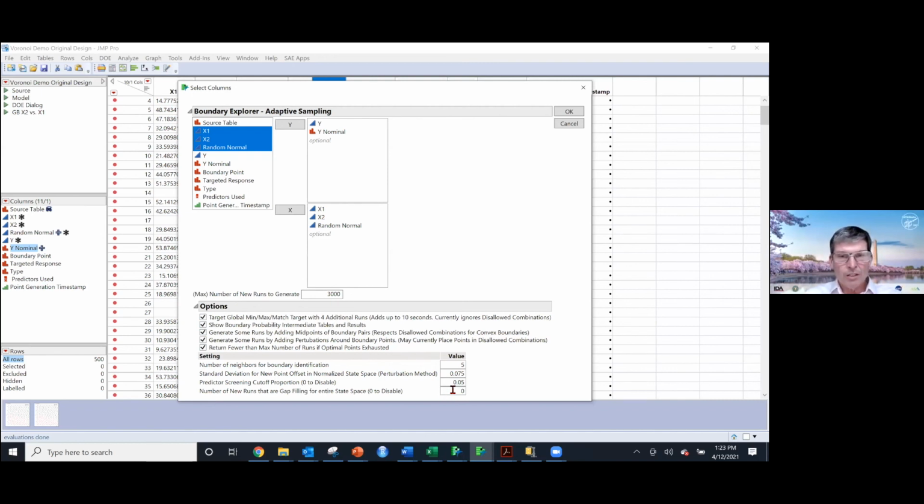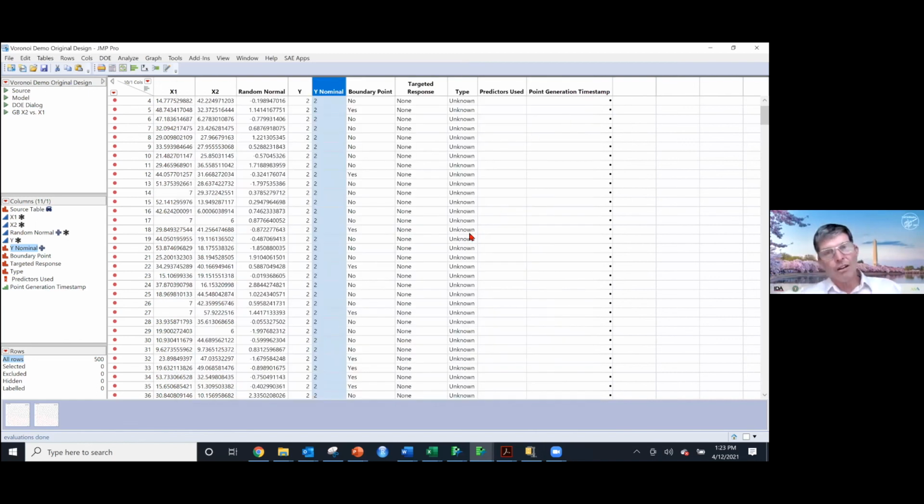And I'll put it in right here. I even have some gap filling runs I'll put in. I'll put in 10 gap fillers for me. So the first step it's going to do, it's going to go ahead and figure out which of your input variables are influential in predicting y and which ones are predicting y nominal. So I'll go ahead and run.